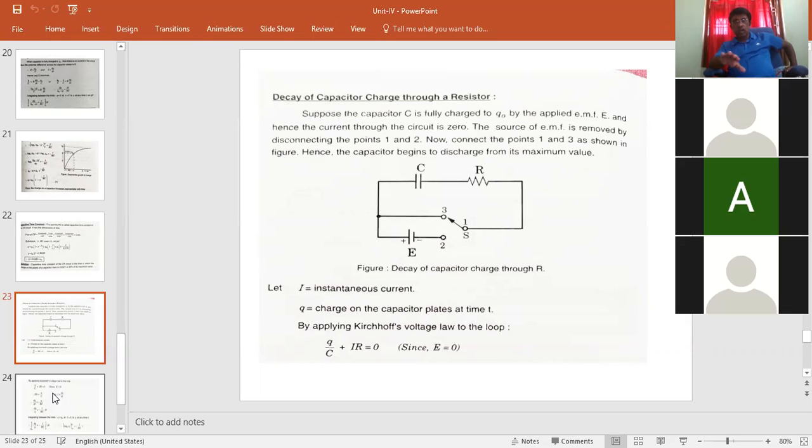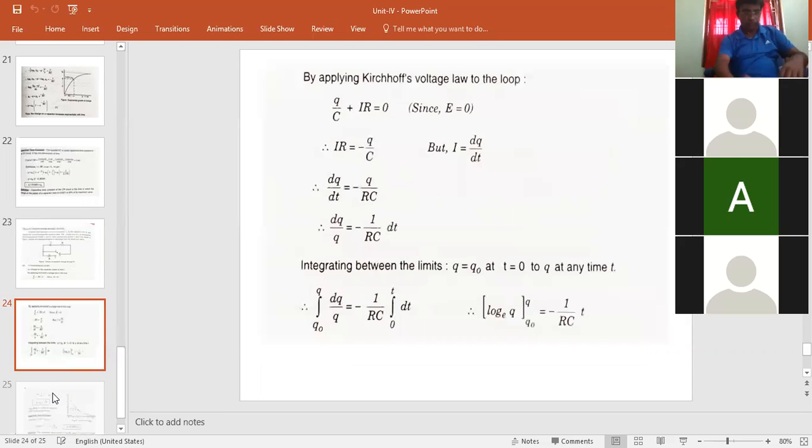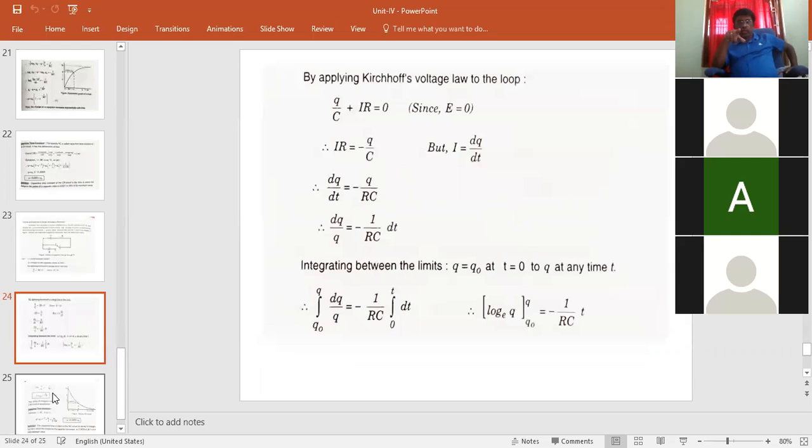We are going to remove the E from the circuit, so the value of E will be 0. By applying Kirchhoff's voltage law, Q by C plus IR will be equal to 0, so IR is equal to minus Q by C. Simplifying, what is the current? It is the rate of flow of charges, dq by dt, so dq by dt is equal to minus Q by RC.